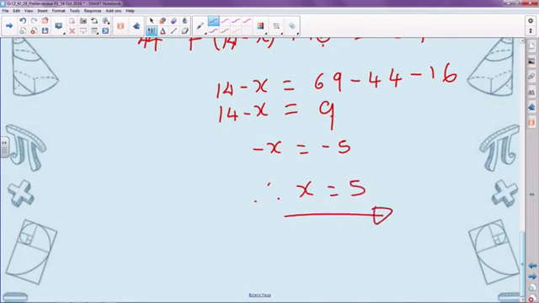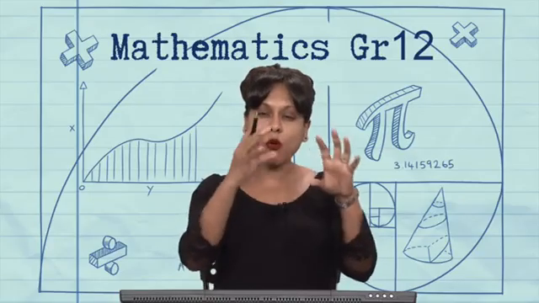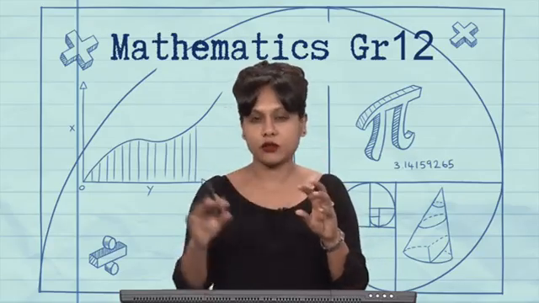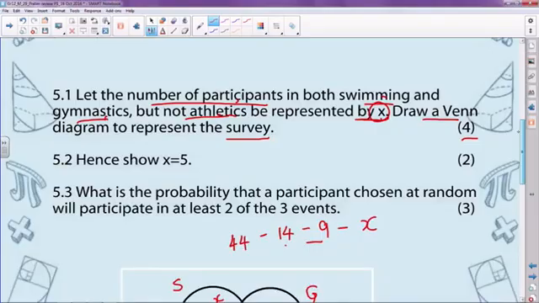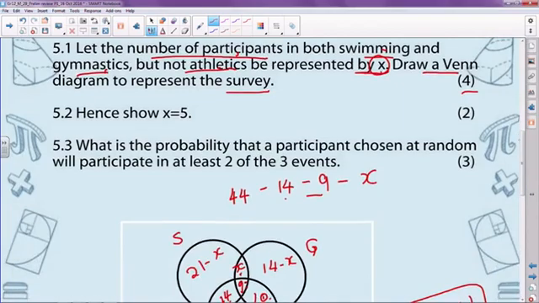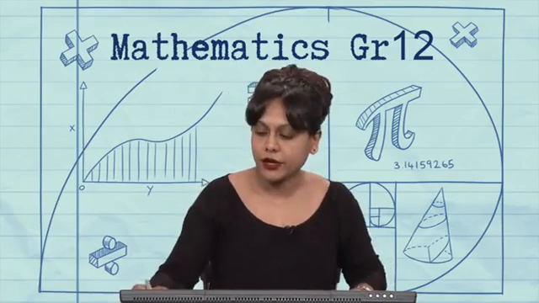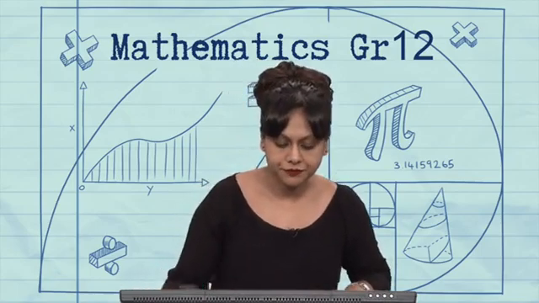Okay, once you've got the value for x, now you can fill in all of the values that were unknown in your circles. Okay, let's have a read at the rest of the question. They then say, what is the probability that a participant chosen at random will participate in at least 2 of the 3 events? So at least 2 of the 3 events means they're going to participate in 2 or more events.